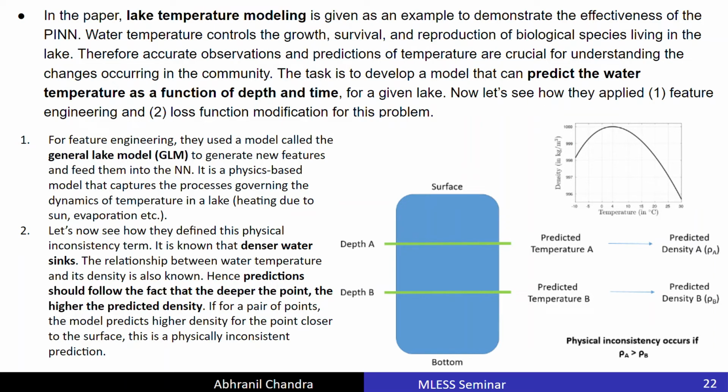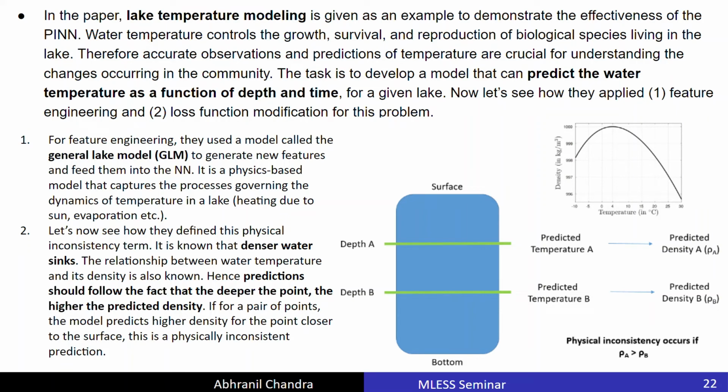Let's now see how they define this physical consistency term. It is well known that denser water sinks. The relationship between water temperature and its density is thus known. Hence, correct predictions should follow the fact that the deeper the point, the higher the predicted density. If for a pair of points, the model predicts higher density for a point closer to the water surface, that is physically inconsistent and should be highly penalized.